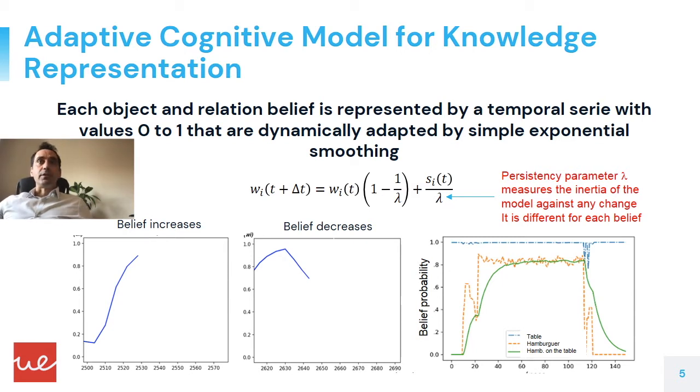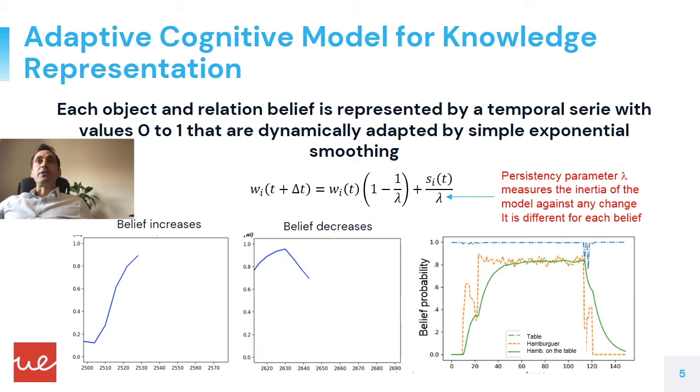Here, i is the object, w sub i is the belief, the probability that we believe in this object at the current time. t is the current time, delta t is the next time that we are going to do the analysis. And then on the right side is the update of this w sub i value, which is basically the previous value multiplied by 1 minus 1 divided by the persistence parameter, plus s sub i at t, which is the probability of detecting the object at time t. This is given by the object detection algorithm, and divided also by the persistence parameter.